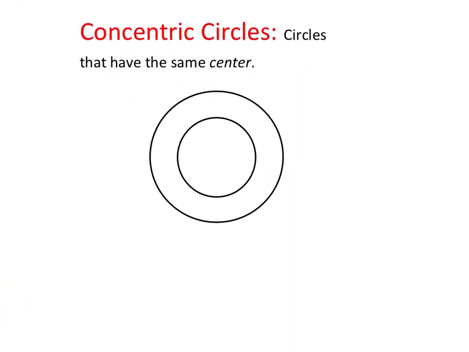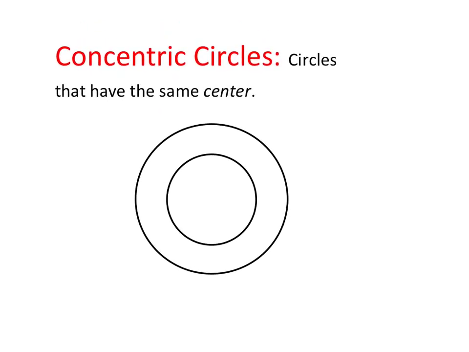Next we have concentric circles. Concentric circles are circles that have the same center. So this circle P here and this bigger circle on the outside are concentric circles. They have the same center.